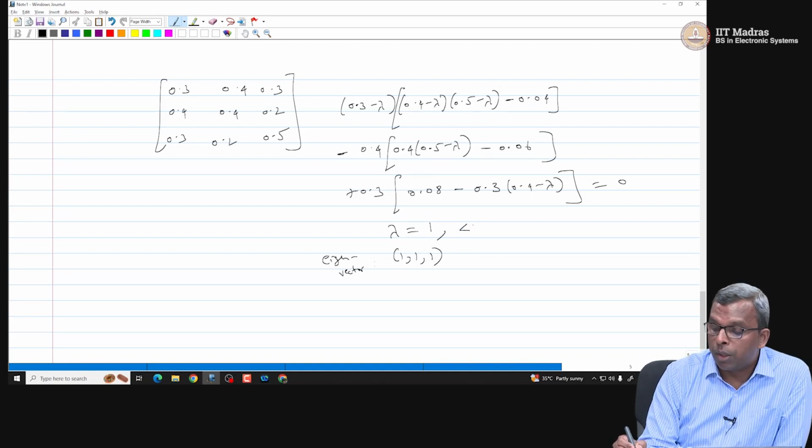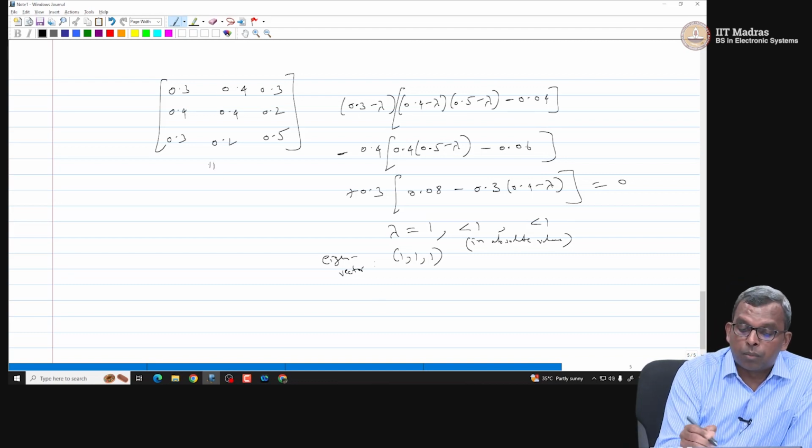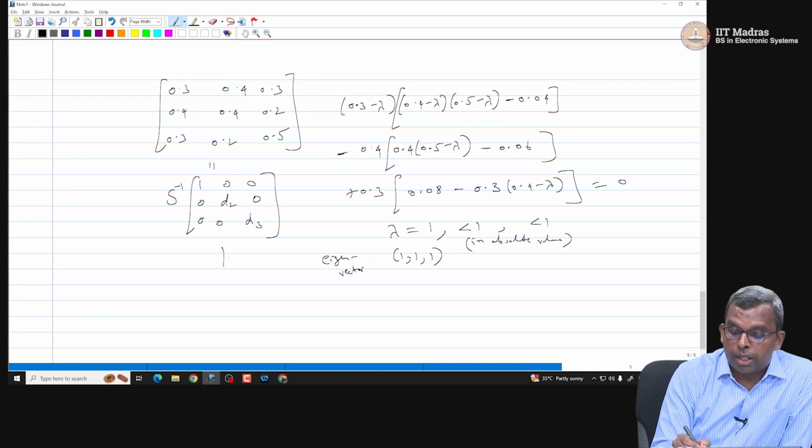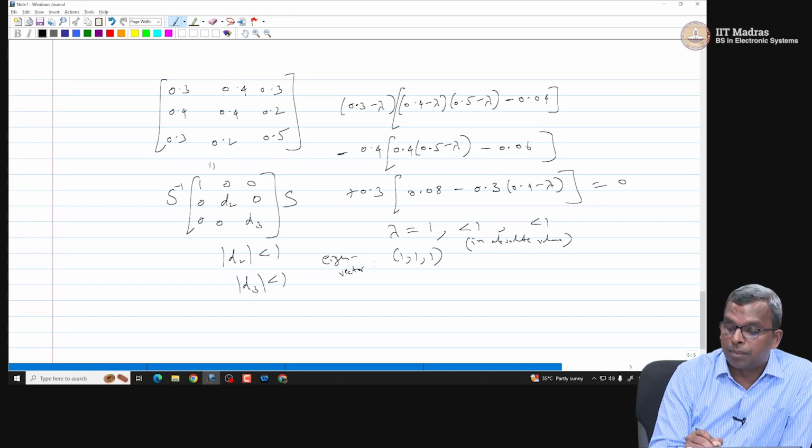The other two are going to be less than 1 in absolute value. Okay, these two in absolute value will be less than 1. This will be just 1. So what does that mean? This matrix, there is an S such that it becomes 1, 0, 0, 0, something that is less than 1, 0. Let me write it as D2, 0, 0, D3. What do I know about D2 and D3? Absolute value of D2 is less than 1, absolute value of D3 is less than 1, times S.